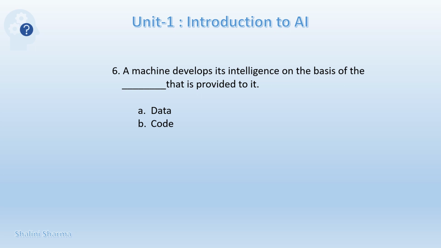Sixth question. A machine develops its intelligence on the basis of the dash that is provided to it. And the options are A. Data, B. Code. So students, what do you think? Is it data or is it code? And the correct answer, as you all have guessed it, is data.